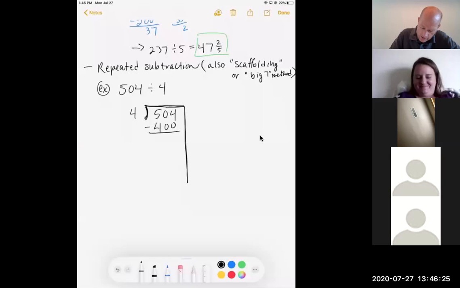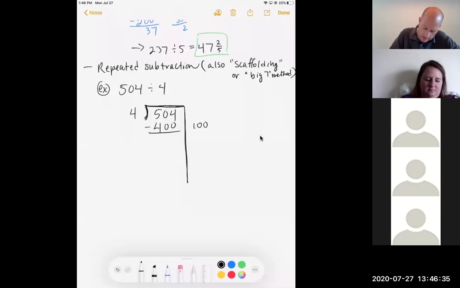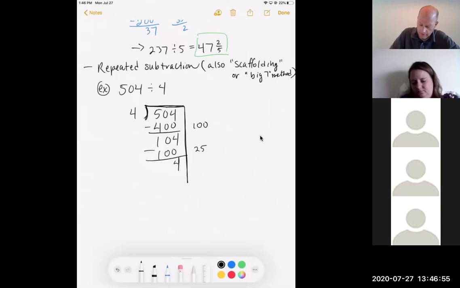400. If I subtract off 400, I'm going to record the number of groups on this side, and that was 100. So you have 100 4s in 400. And if I take away that chunk, I'm making the problem a lot easier to divide out. Okay, what's a big chunk that I can take out of 104 that is a multiple of 4? 100. Now you can take off another 100. Take off 100, I mean. You have 4 left over. That was 25 groups of 4 right here.